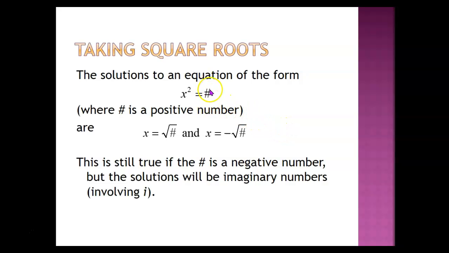And here I said that the number sign stands for a positive number. Well, if you had a negative number over here, then this would still be true, but in that case, the solutions would involve the square root of a negative number, and so they would be imaginary numbers involving i. Sometimes you don't want to deal with things like that, but sometimes you do. So that is a possibility.